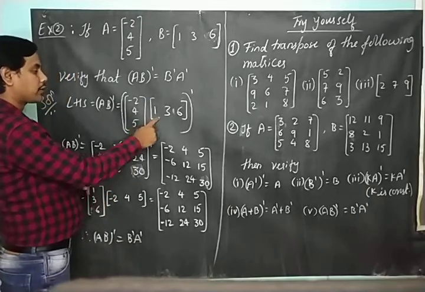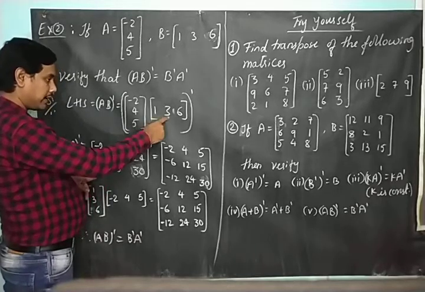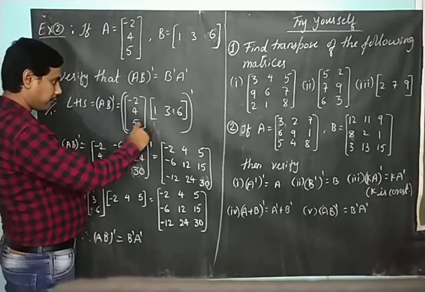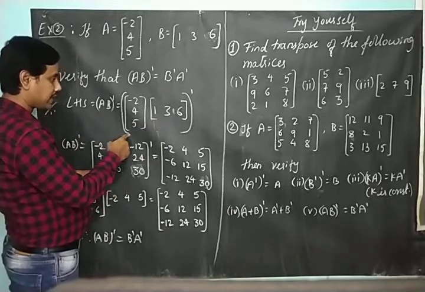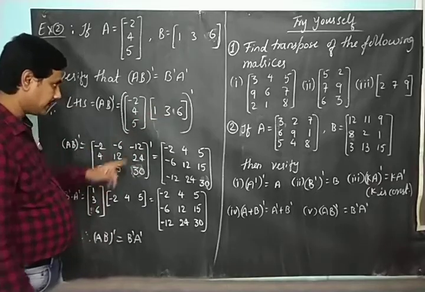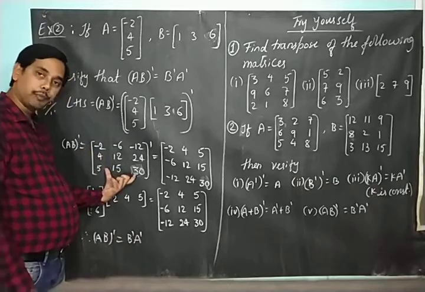Next, third row into first column: 5 into 1, 5. Third row with second column: 5 into 3 is 15. Next, third row with third column: 5 into 6 is 30. And the transpose as it is. So now this is A into B.